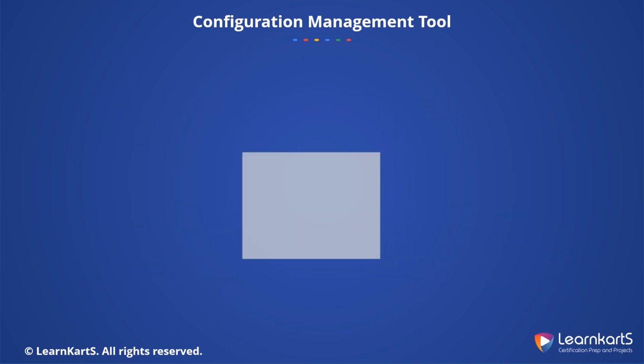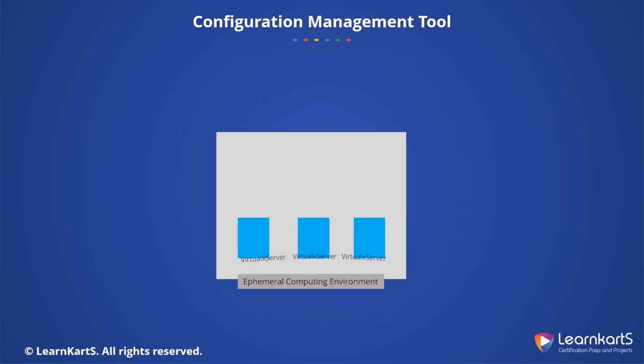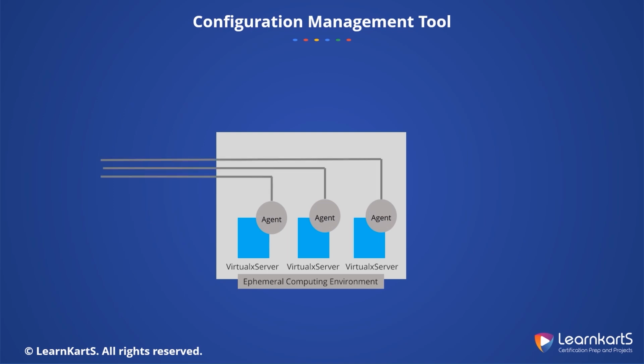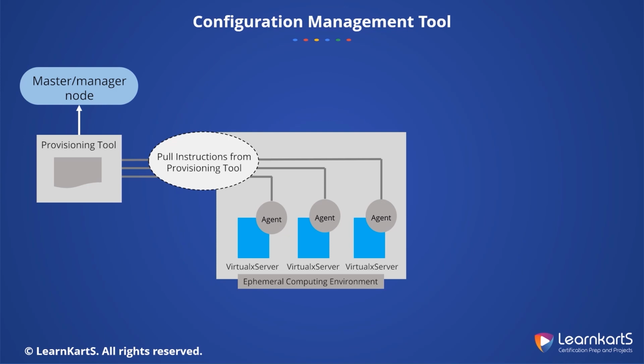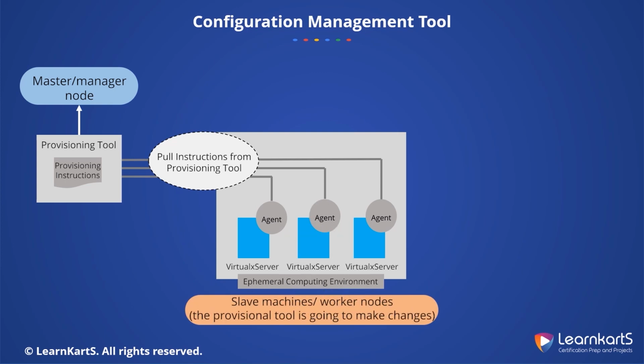Now, when it comes to the configuration management tool, what is the generic approach here? The generic approach is that it works in such a way that you will be having a single provisioner tool. You can call it a master, manager, or different names. So you have a provisioner tool which is going to be considered as a manager or a master node. And then of course you will be having other different node machines or different servers. These are, you can say, slave machines or the worker nodes, where the provisioner tool is going to do the changes.